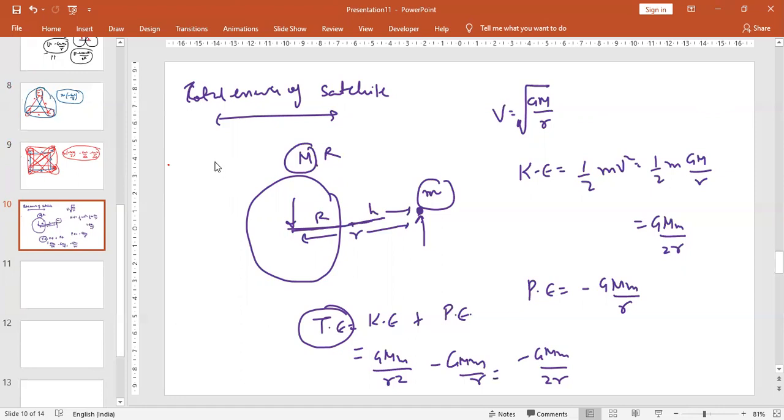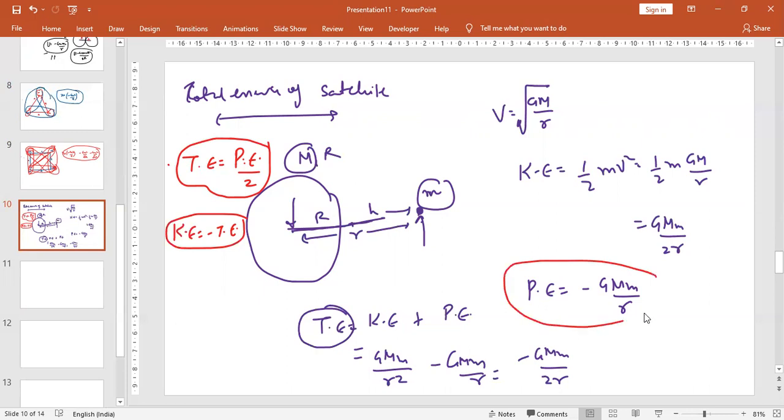So if you see, total energy is basically potential energy divided by 2, and kinetic energy is basically the negative of total energy. These two relations you have to remember, because if you have any one of these three variables, you can find the other two. Potential energy is minus GMm upon r, and total energy is minus GMm upon 2r. So total is potential by 2, and kinetic is the negative of total, because kinetic is GMm upon 2r and total is minus GMm upon 2r.